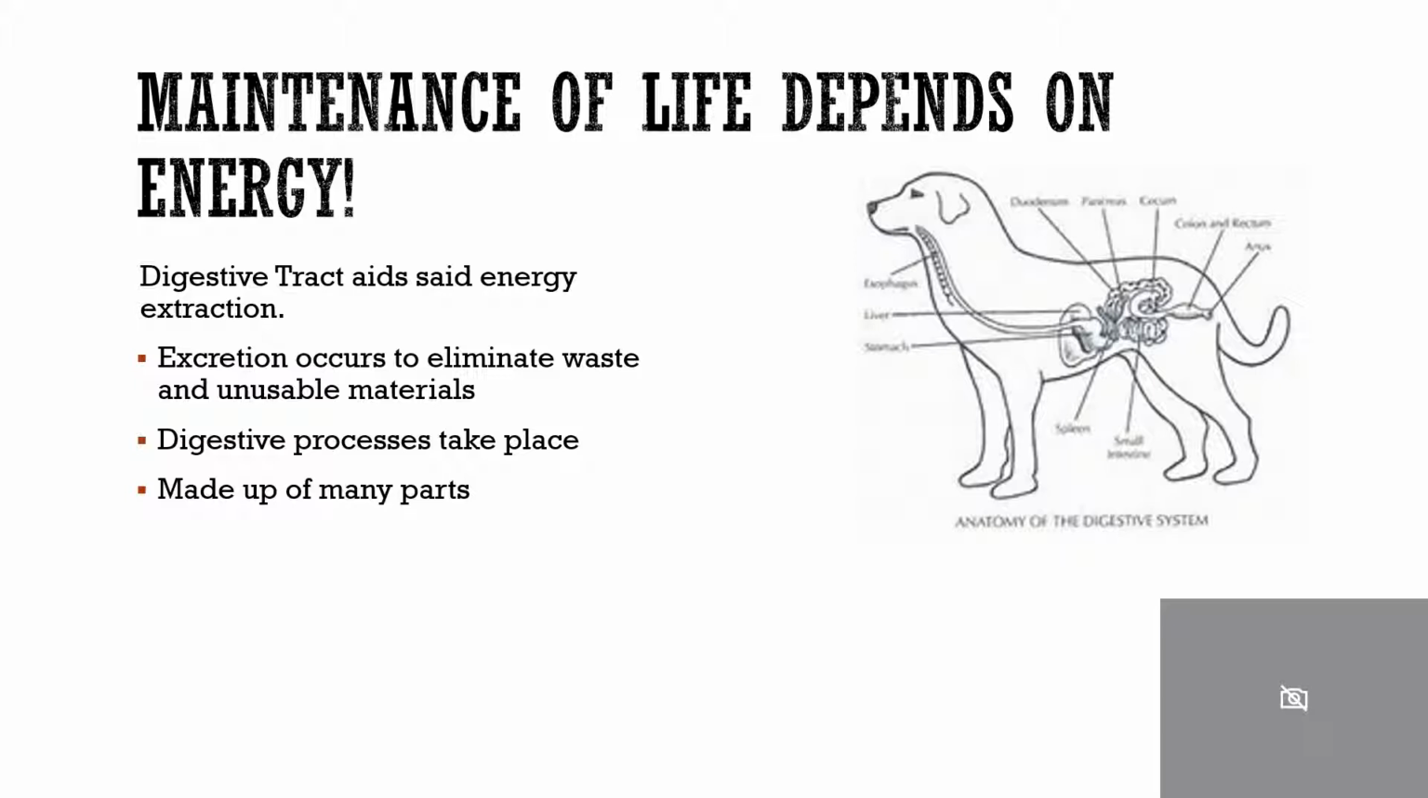The maintenance of life depends on energy. The digestive tract aids said energy extraction. Excretion occurs to eliminate waste and unusable materials that the body can't take on board. Digestive processes take place, and the digestive system is made up of many parts.